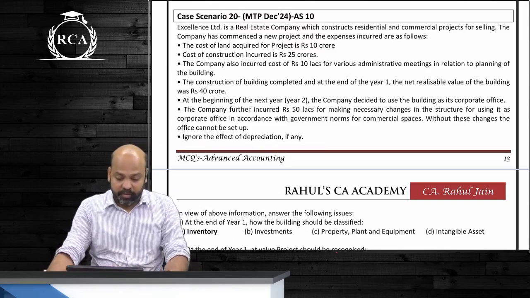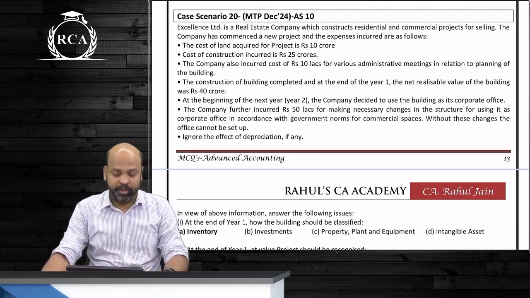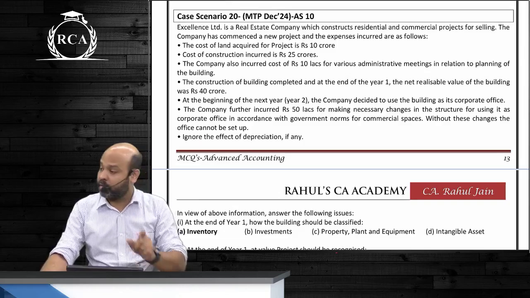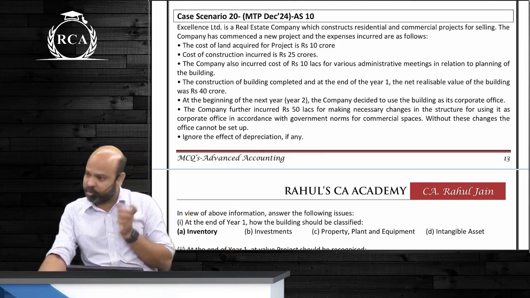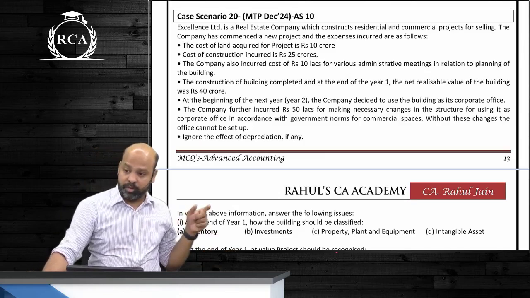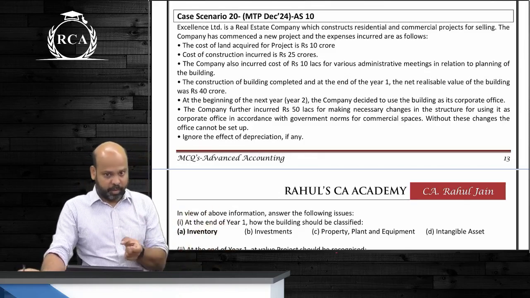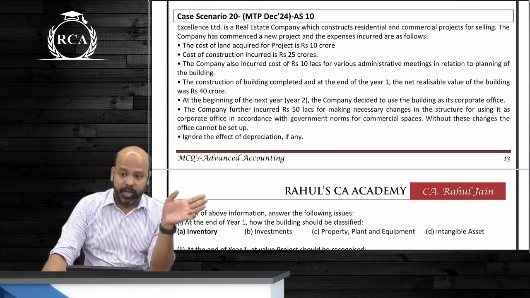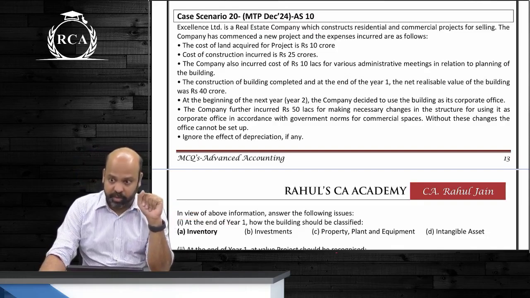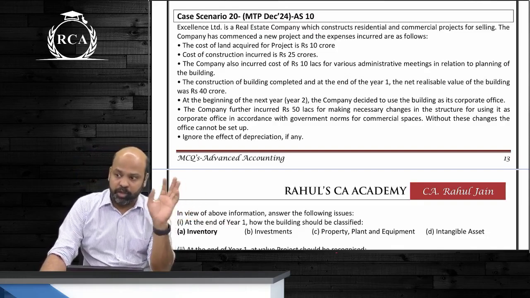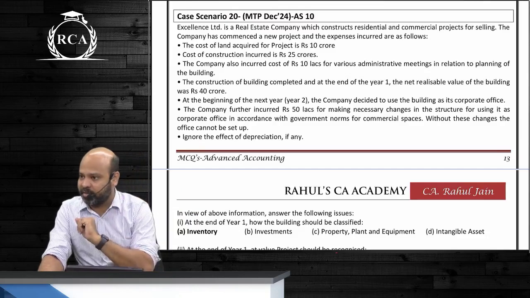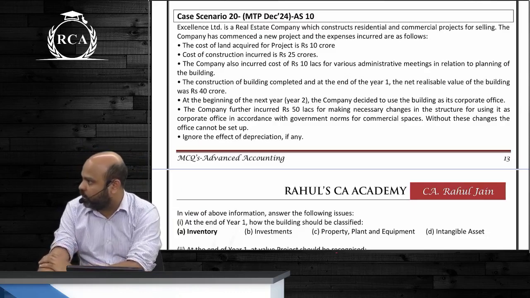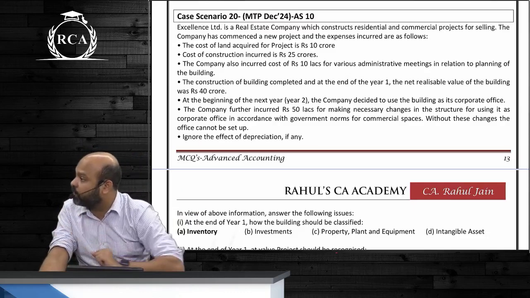Excellence Limited is a real estate company which constructs residential and commercial projects for selling. The company has commenced a new project and the expenses incurred are as follows. We are a real estate company. We have started a project. Will that be an item of property, plant and equipment? Will that be an investment property or will that be an item of inventory? See guys, if you're constructing a building for the purpose of your operations, it is property, plant and equipment. If you're constructing a building guys to earn rental income, it is investment property as per AS13. If you are dealing in that beta, it is inventory.